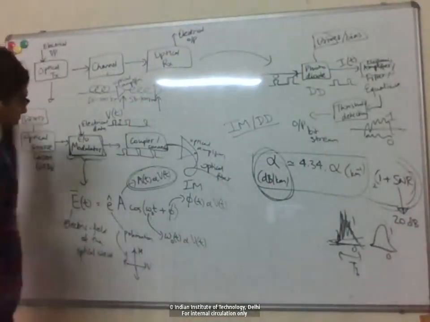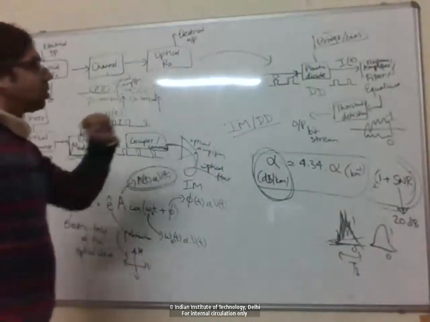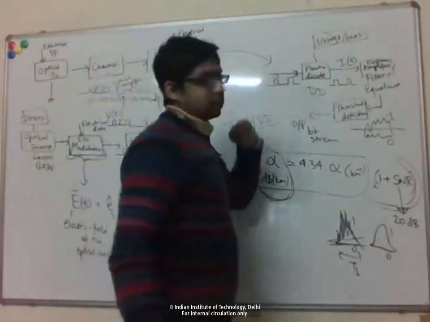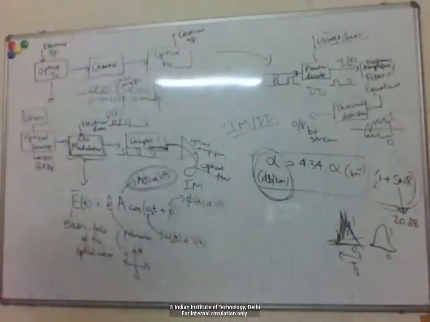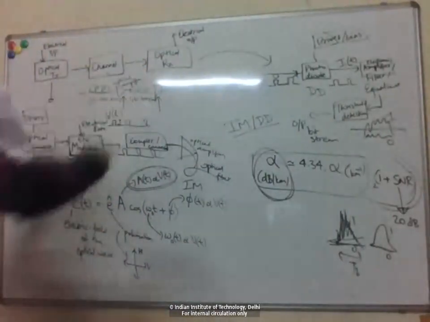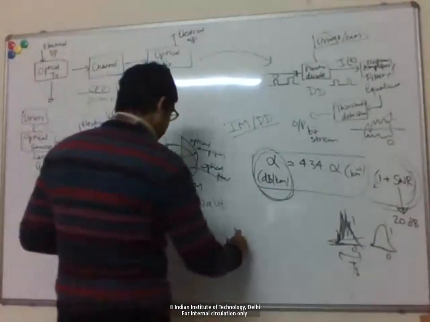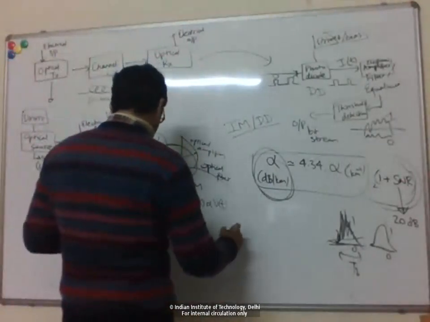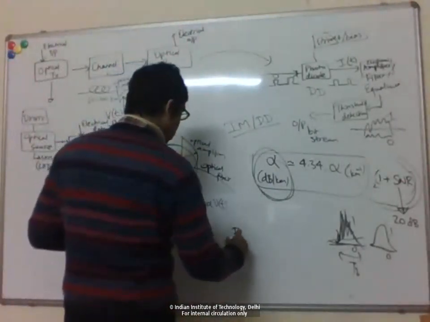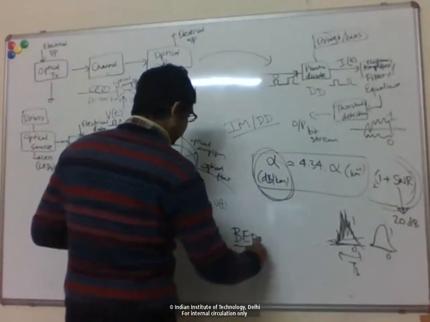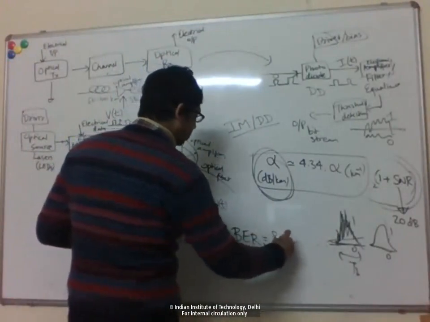But you can also use other modulation techniques, for which your detection will become more complicated. Finally, this whole link is characterized in terms of some metrics. The main thing that is seen is called bit error rate, BER.